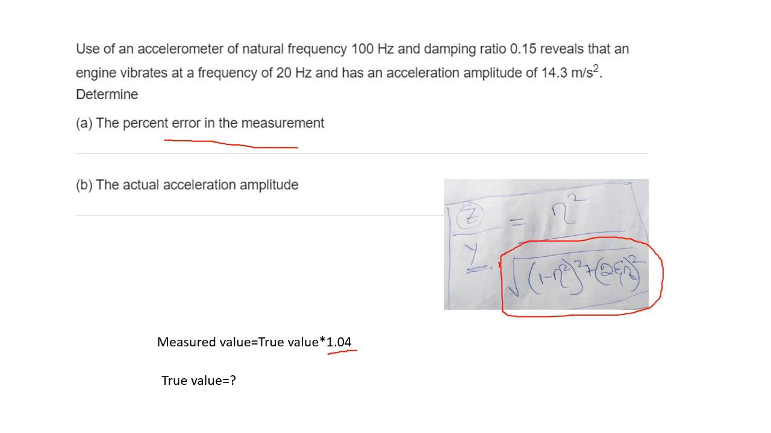The measured value is nothing but z, so it is equal to the true value into this 1.04. So you can find the true value would be equal to 14.3 divided by 1.04 meter per second square. That will be the actual acceleration amplitude. So this is how you solve some of the numericals in vibrometers and accelerometers. Thank you.